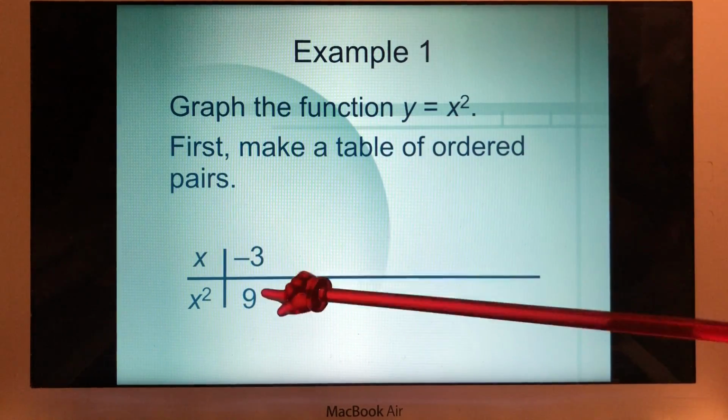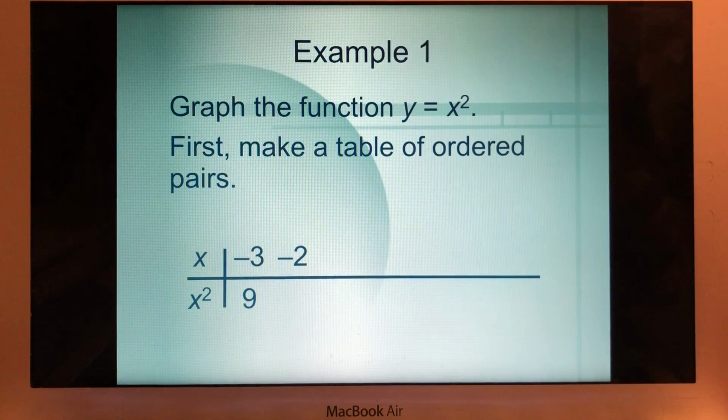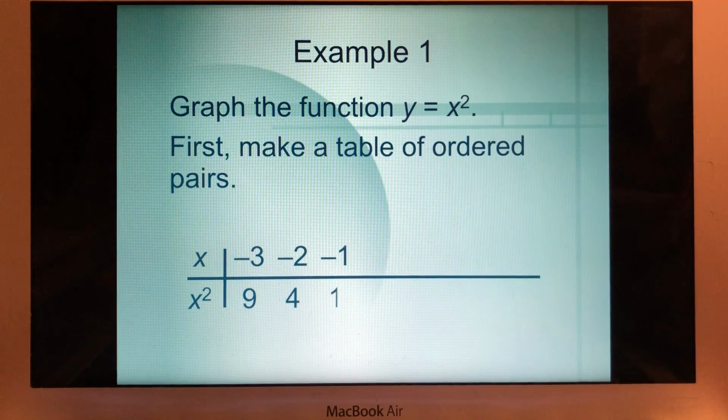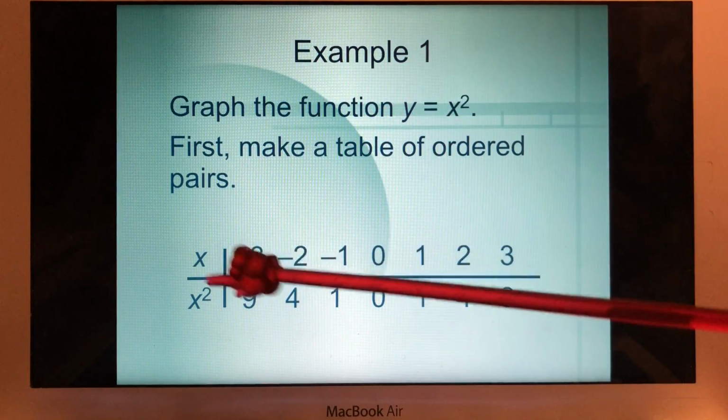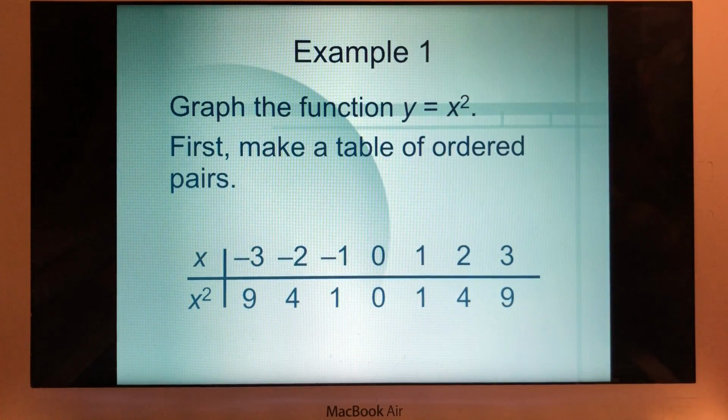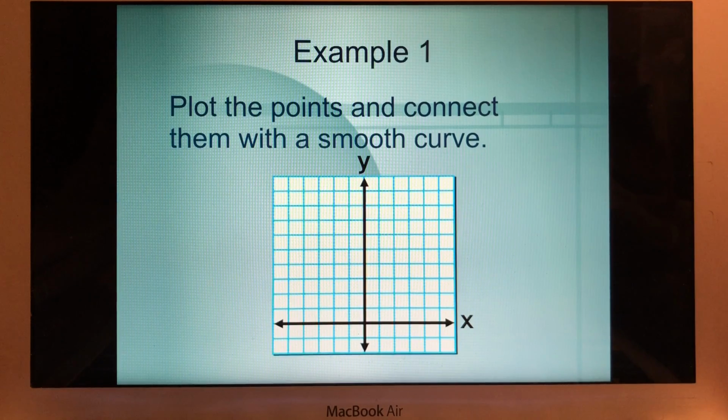If you had -3, you would get 9. If we use -2, we would get 4. -1 squared is going to be 1. 0 squared is still 0. 1 squared is 1. 2 squared is 4. 3 squared is 9. Okay, so now we have values for x and values for x squared. Then we can plot those points and connect them with a smooth curve, okay?